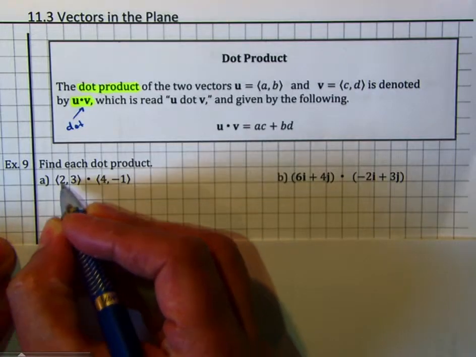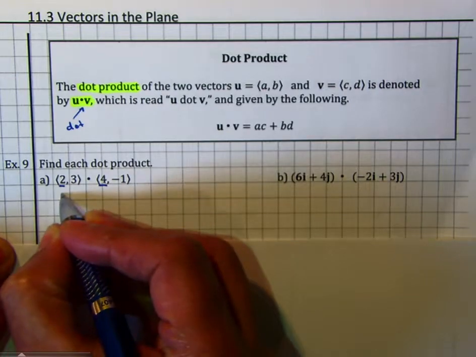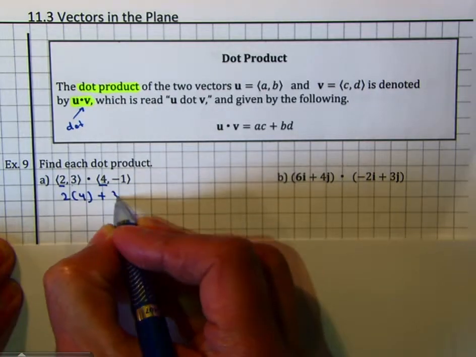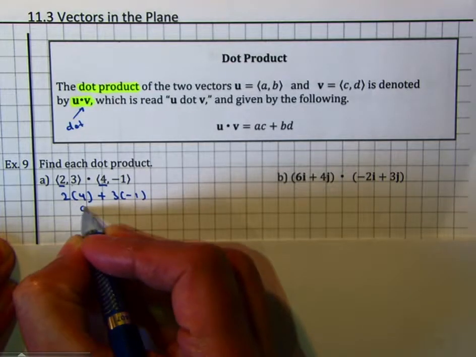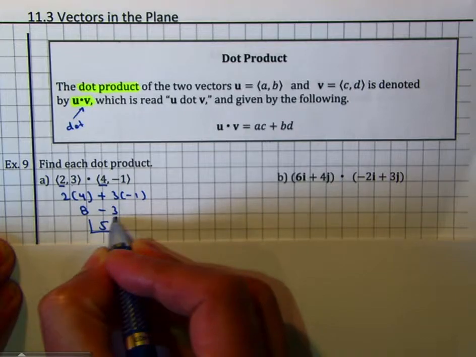So the dot product will be 2 times 4 plus 3 times negative 1. So therefore that gives me 8 minus 3. So the dot product will be 5.